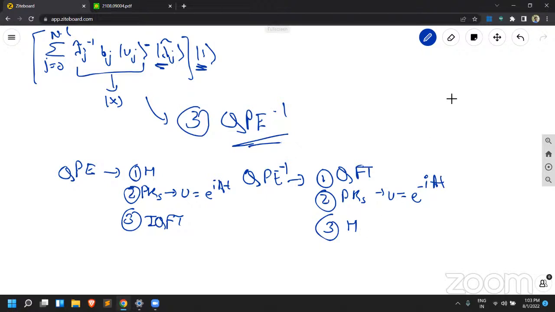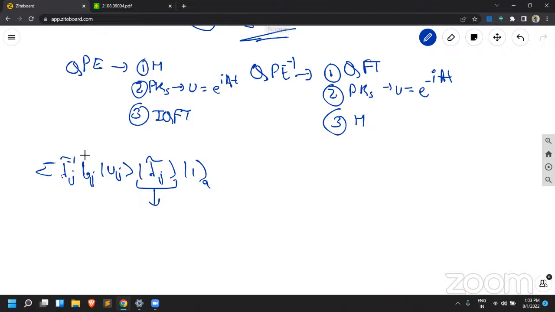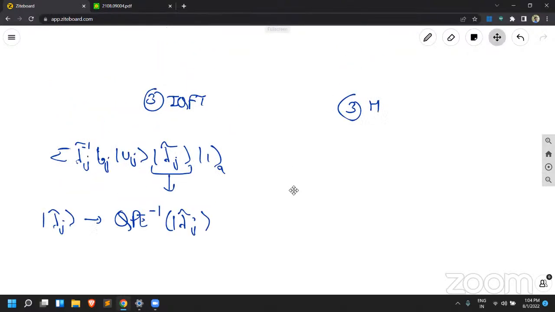Okay, so what happens when we do this? We have this state, lambda j inverse b j, and then you have the u j's and lambda tilde j, and one ancilla. Since we are operating all of this on the clock register, which is in a certain state lambda j right now, I'll just pull this out and solve for it separately. That is lambda j tilde, and we are going to apply quantum phase estimation inverse. So the first thing is to apply the inverse of the inverse quantum Fourier transform, which is the QFT.